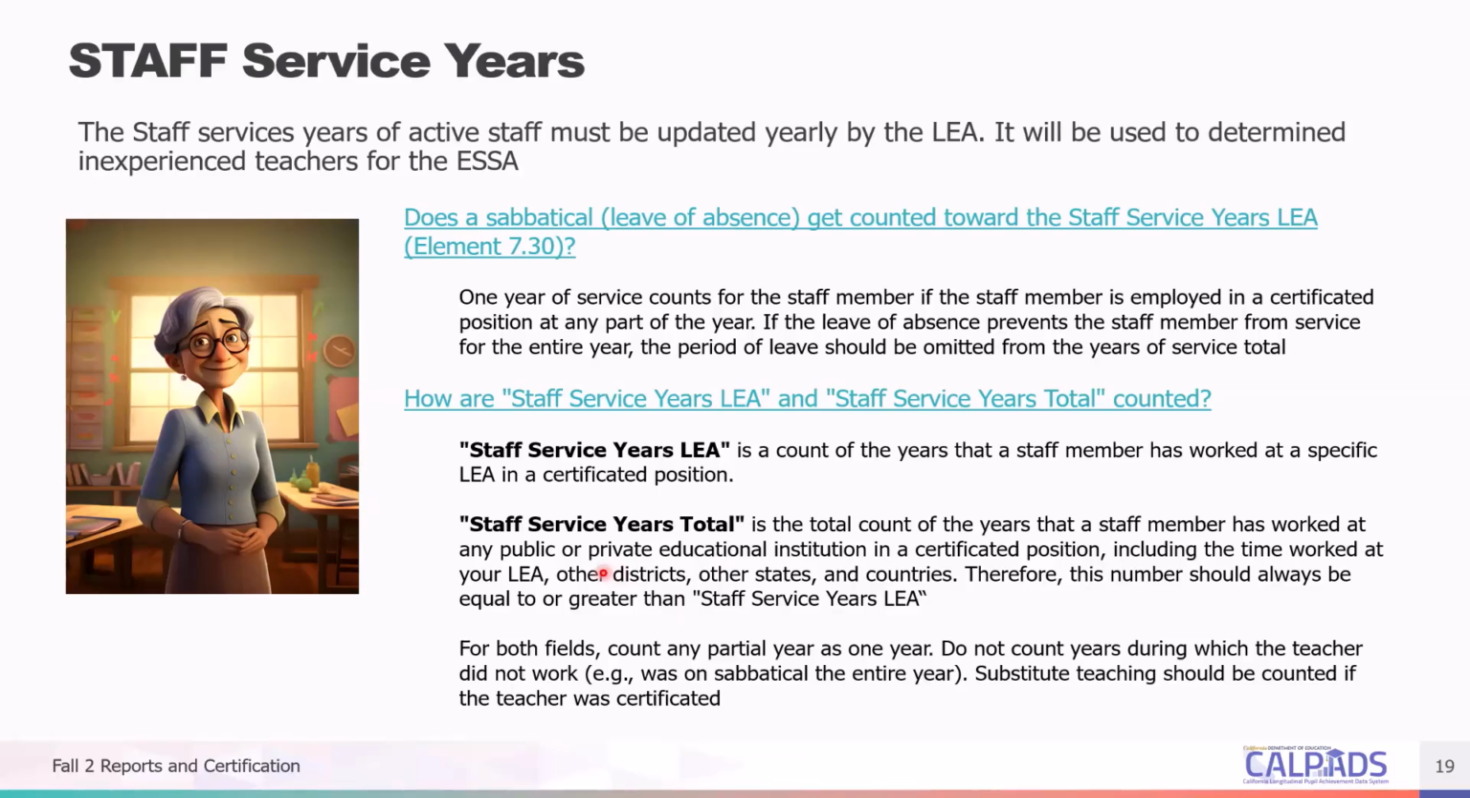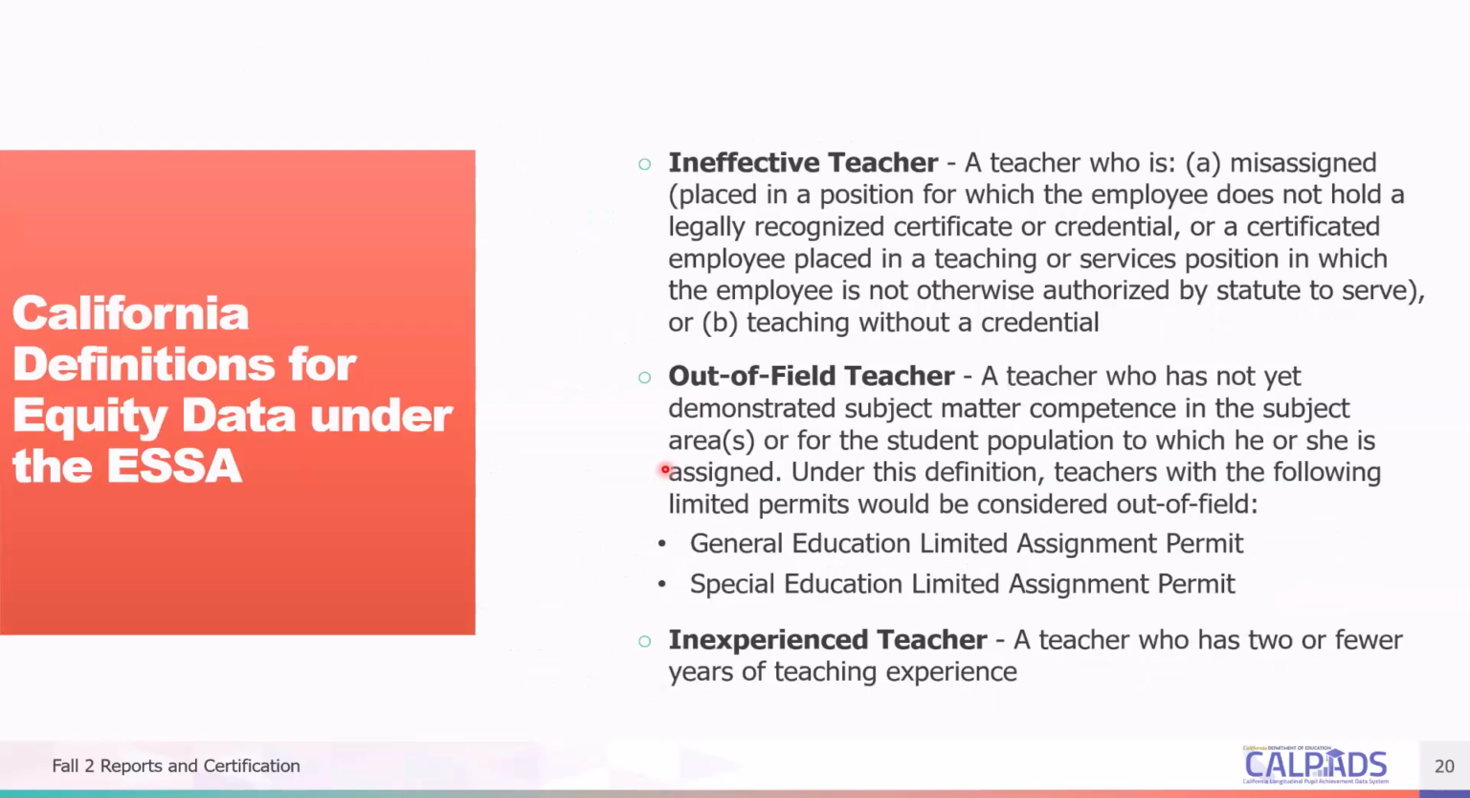Now, for staff service years total, this is the cumulative count of years that a staff member has worked, including time worked at your LEA, other districts, other states. So therefore, this number should always be equal or greater than staff service years LEA. So again, for both fields, you count any partial year as 1 year. And this then points us to the reason why we're collecting the information.